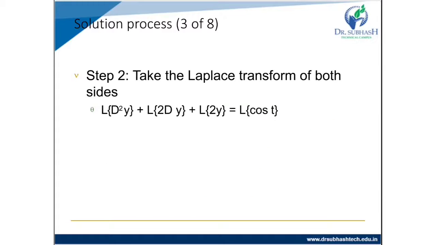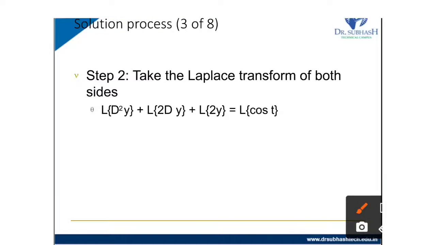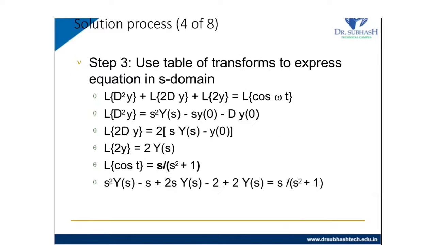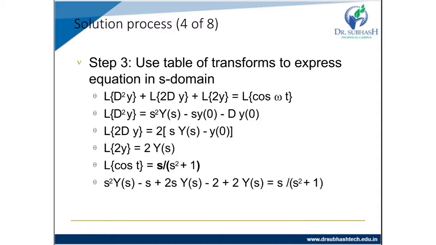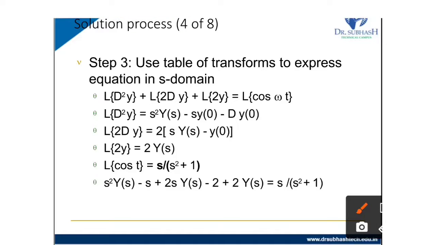Then step 2, take the Laplace transform of both sides. So Laplace of each term: Laplace of d square y, Laplace of 2dy, plus Laplace of 2y, equal to Laplace of cos t. So on both sides we have to take the Laplace transform. Then step 3, use the table of transforms to express the equation in the S domain. So Laplace of d square y, Laplace of 2dy, Laplace of 2y, Laplace of cos omega t.